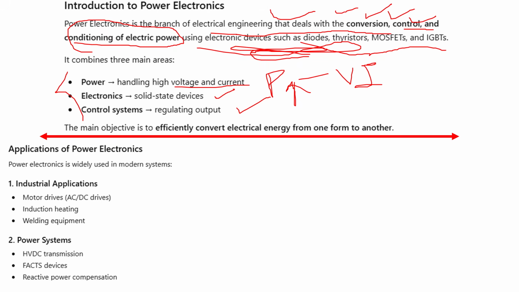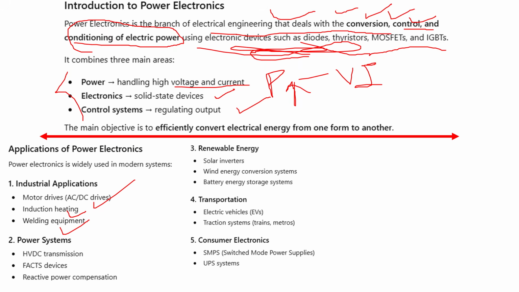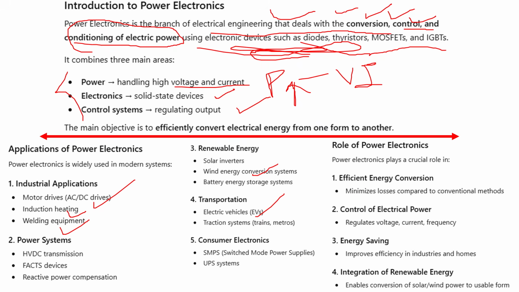Some major applications are motor drives, welding equipment, induction heating, then power systems. You can see renewable energy purposes, then wind energy conversion, and all these, right? Transportation, your electrical vehicles. Nowadays we are also using UPS systems.